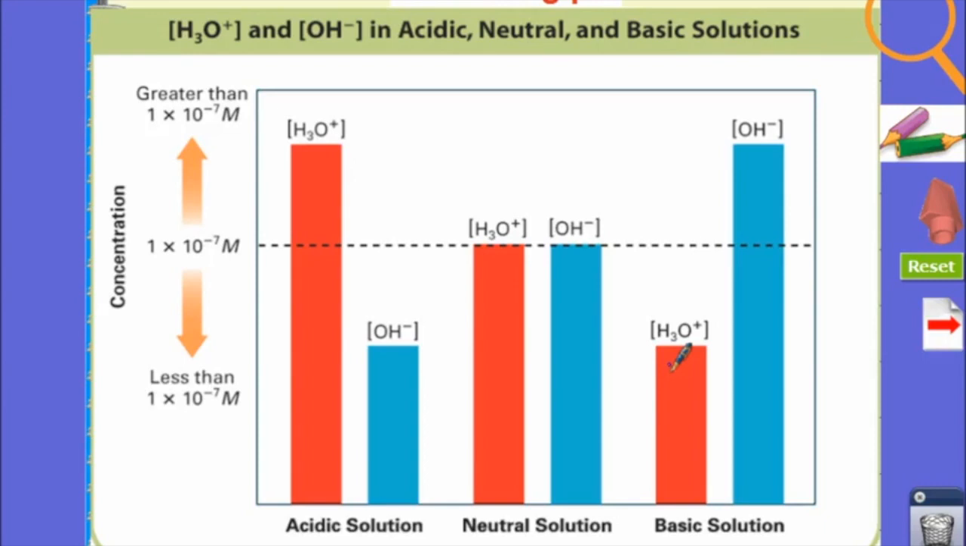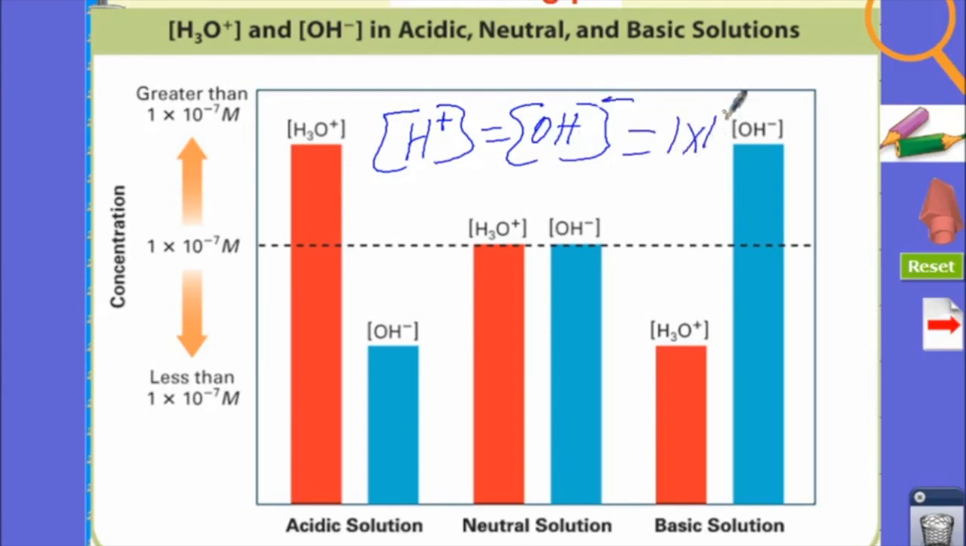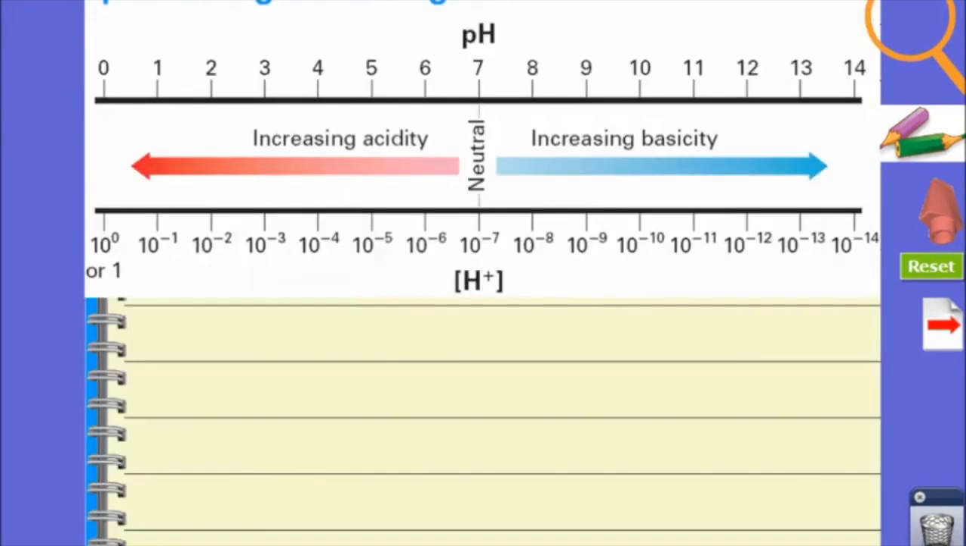All right. So let me show you. For a neutral solution, the concentration of hydrogen ion equal the concentration of hydroxide ion equal 1 times 10 to the negative 7. Okay, now this is what I already discussed in the last page.